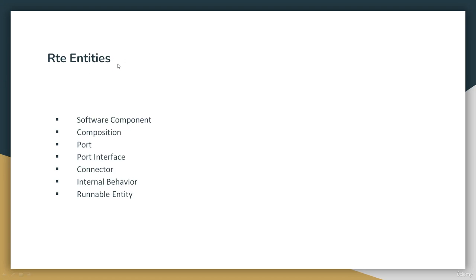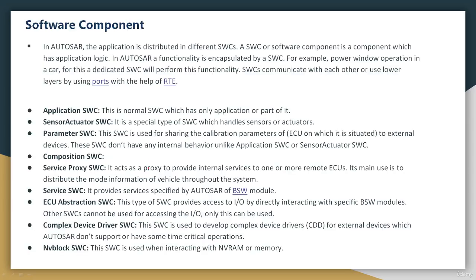What are different RTE entities? So in RTE, we have different entities like software component, composition, port interface, connector, internal behavior, and enable entities. So we will study one by one regarding these topics.